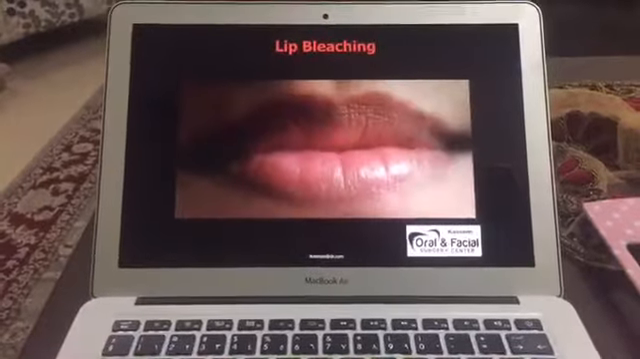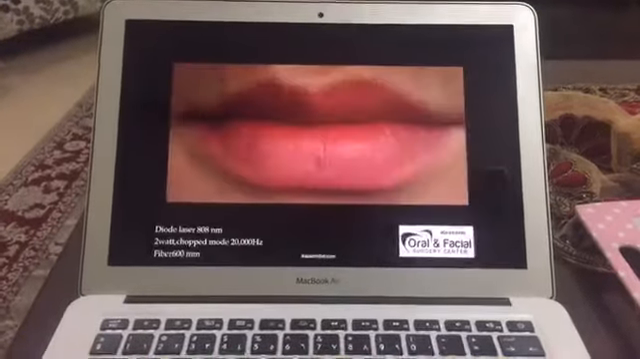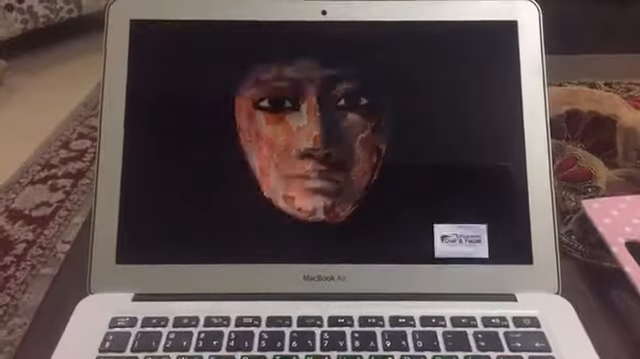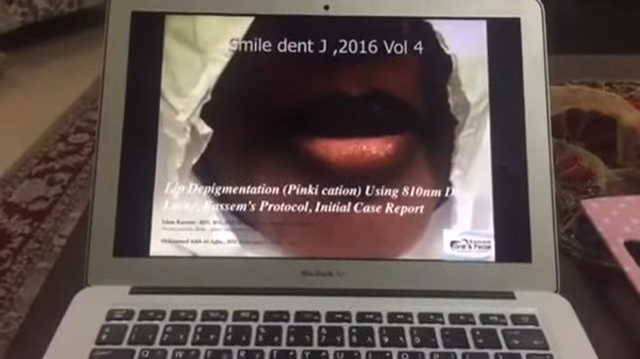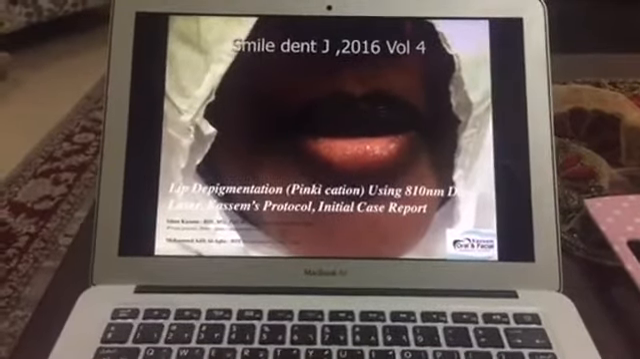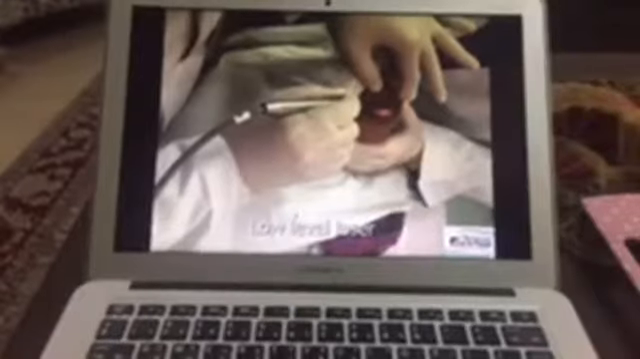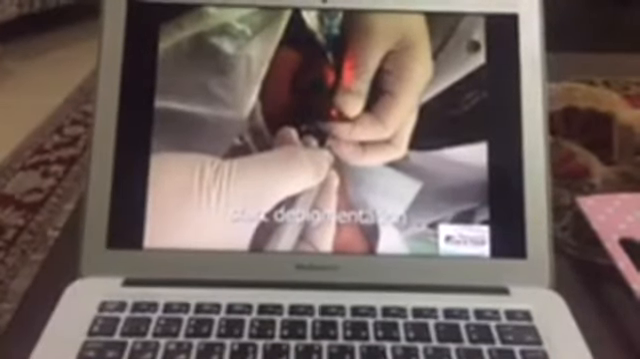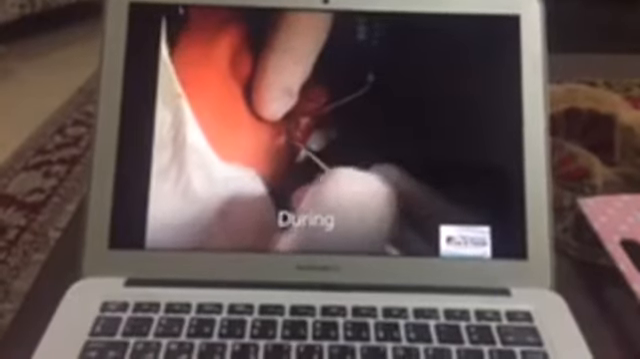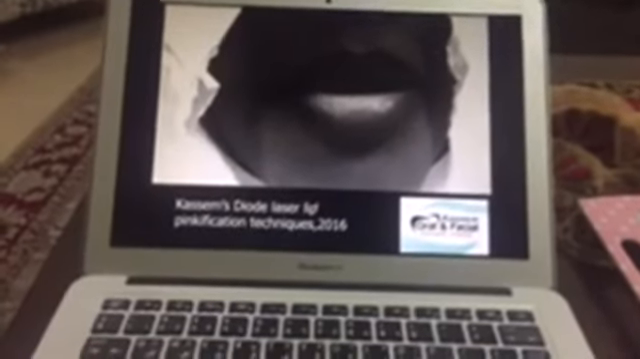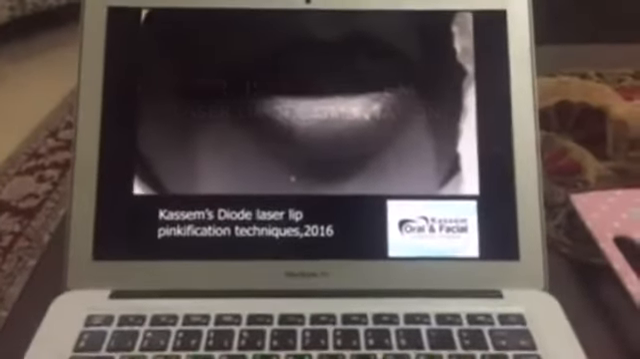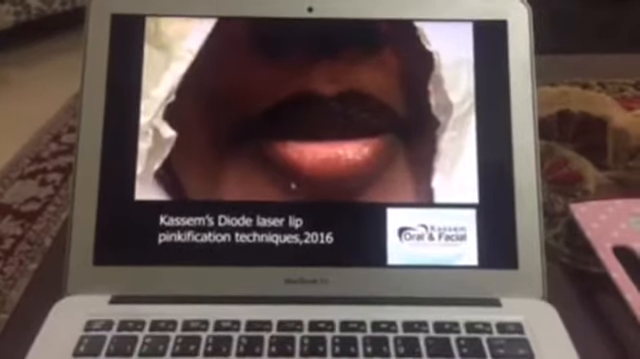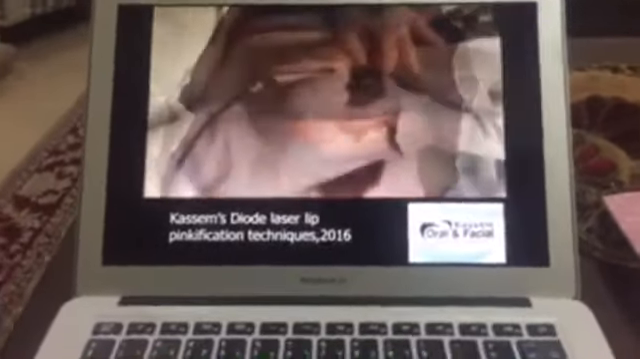Okay, let's see this case before we start. Till now I have 12 cases in this technique, and this article is published in Smile Dental Journal. If you'd like to download it, it's free now. I prefer to start with low level laser, then I start depigmentation. This is the full technique. I published it with my friend Dr. Muhammad Adib.